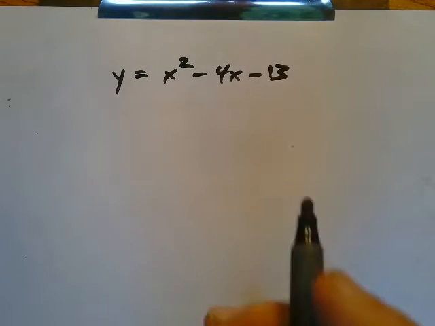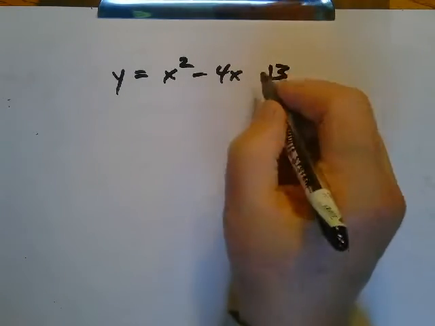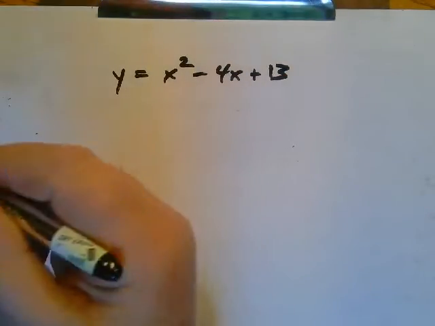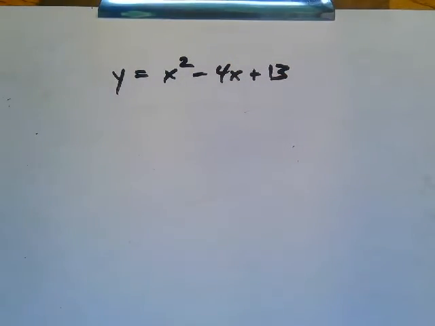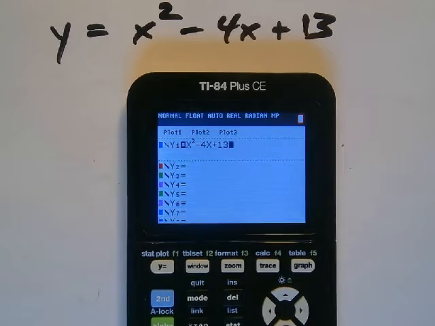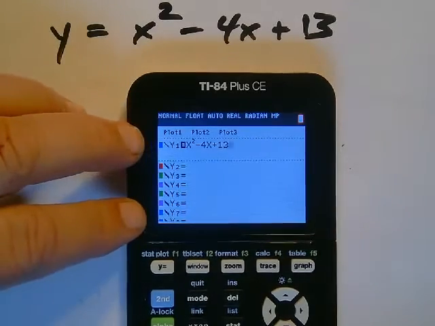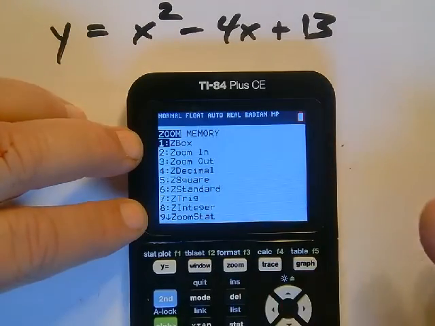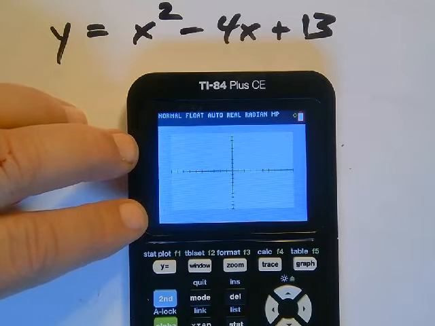Actually, I've got the wrong equation here. It should be plus 13. I'll redo that again. X squared minus 4x plus 13. All right, I've stuck that in the calculator now. And we're going to go ahead and graph, and I'm going to just use a standard window to try graphing this. So zoom standard and see what happens.